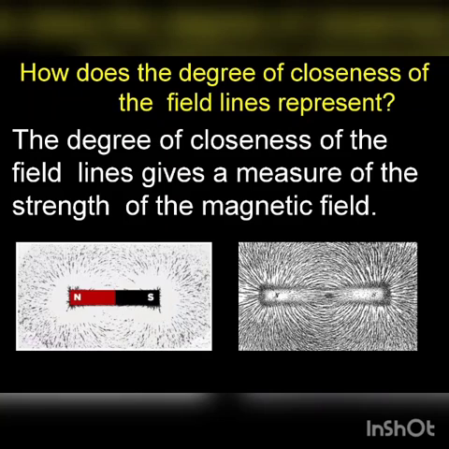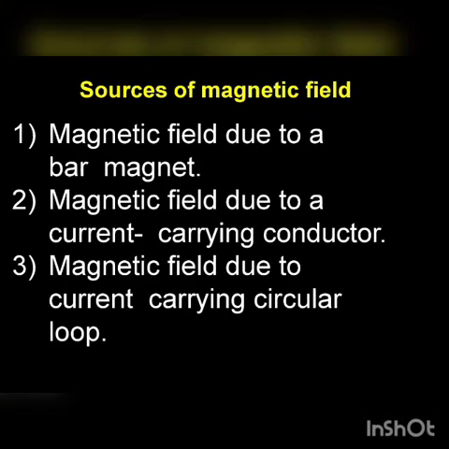What does the degree of closeness of the field lines represent? The degree of closeness of the field lines gives a measure of the strength of the magnetic field. Sources of magnetic field: magnetic field due to a bar magnet, magnetic field due to a current carrying conductor, magnetic field due to a current carrying circular loop.